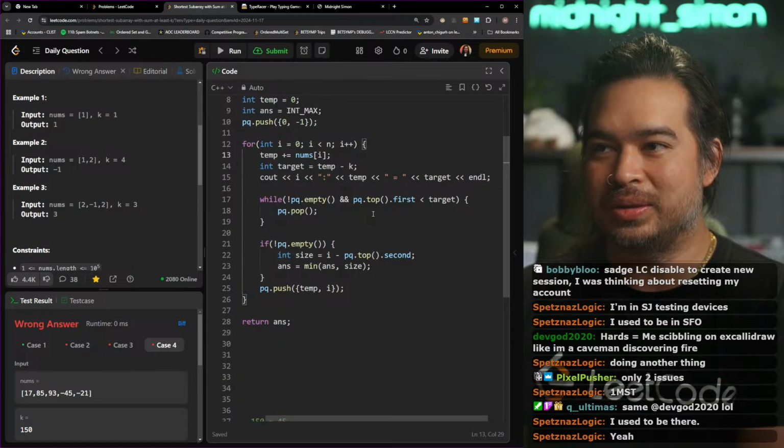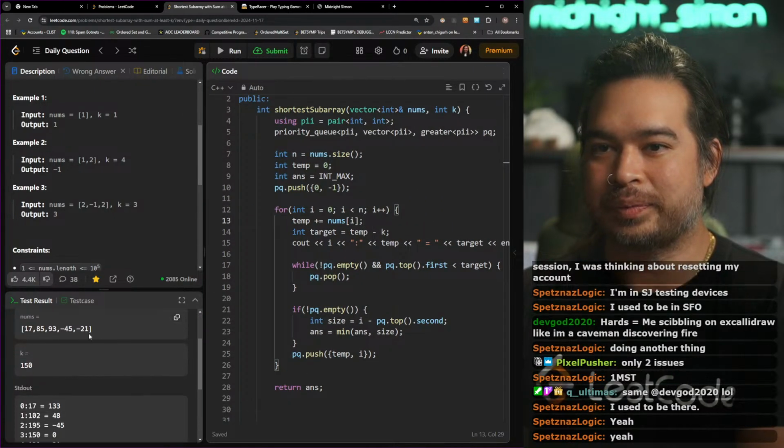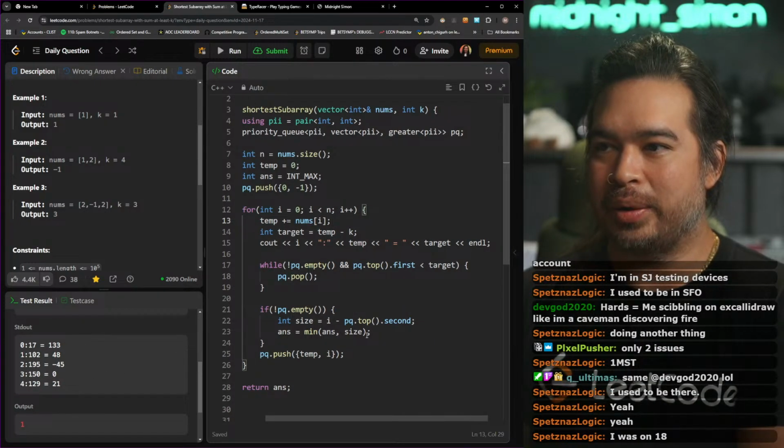Only 2 issues, Pixel Pusher says. Maybe 2 big issues. Is it like an off by 1?